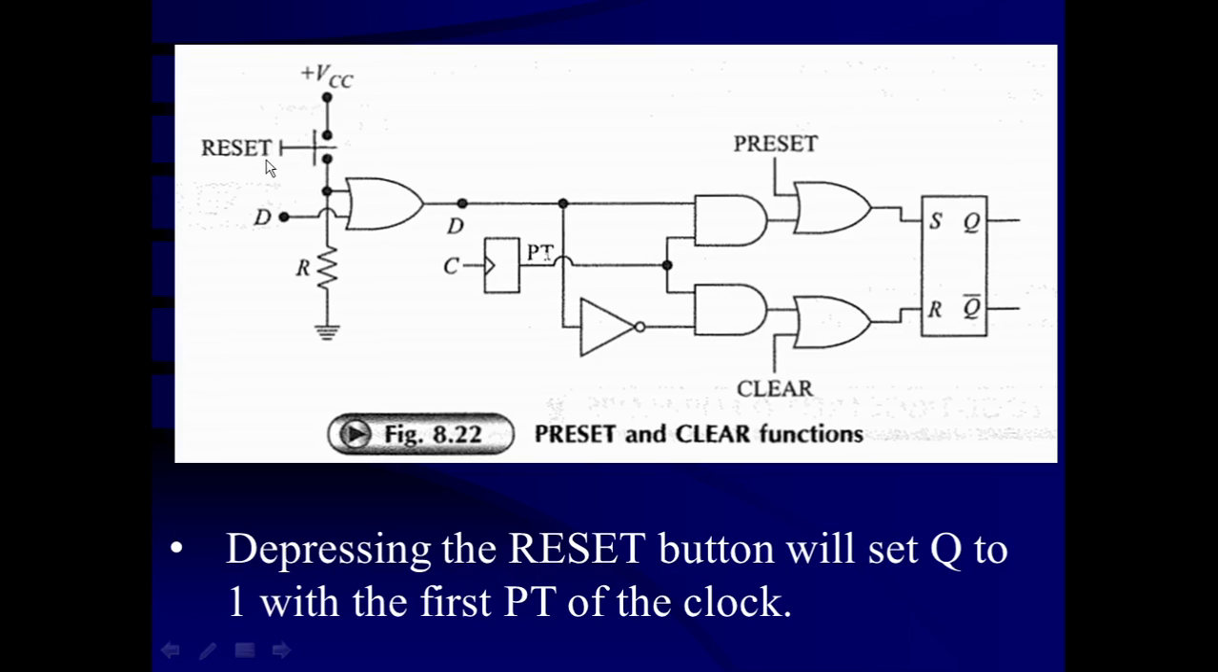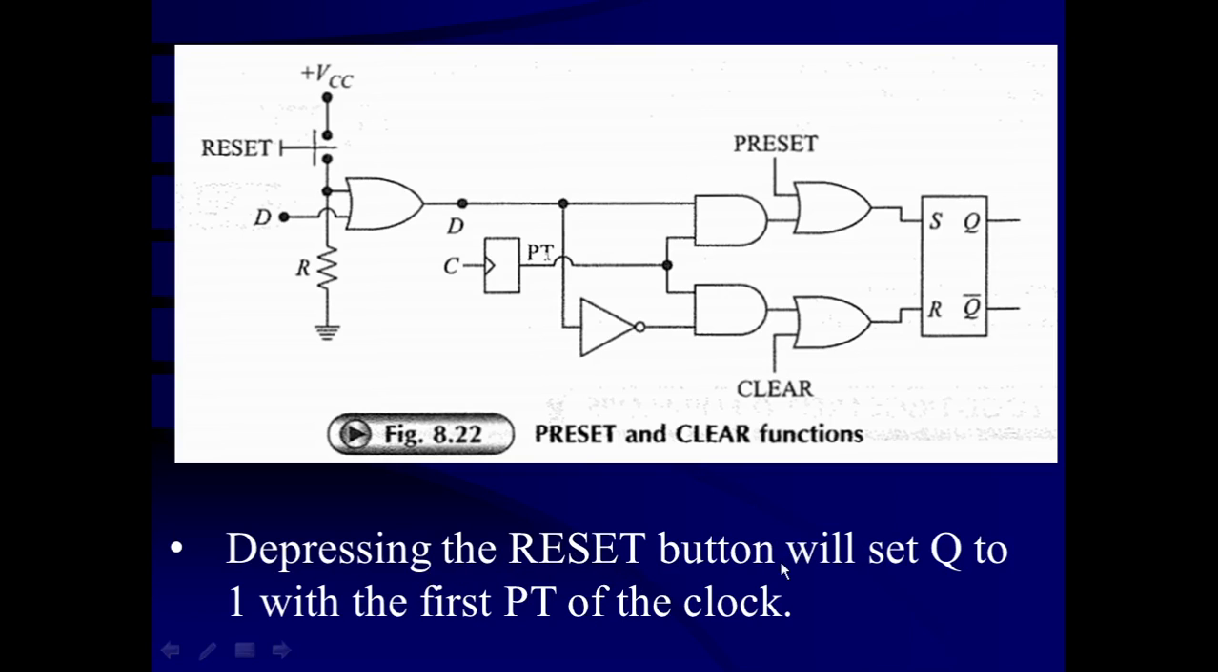Here there is a reset button. So if the reset button is open, this input is going to be 0. So D input is passing through this OR gate and on every positive transition of the clock pulse, the D input is transferred to the output, or the flip-flop is going to be set or reset depending upon the D input. If D is going to be 1, the flip-flop is going to be set and if D input is going to be 0, on positive transition of the clock pulse, the flip-flop is going to be reset.